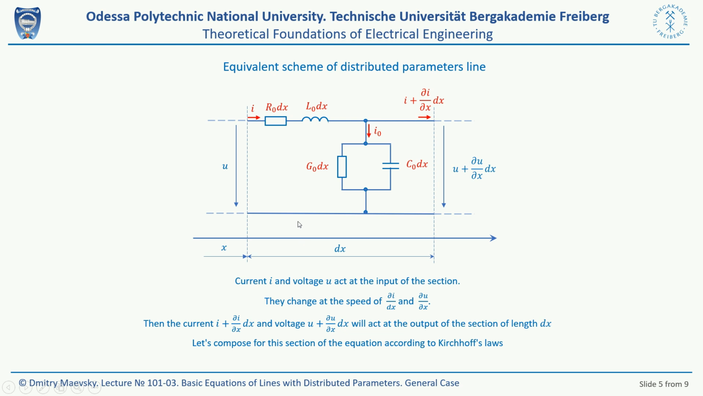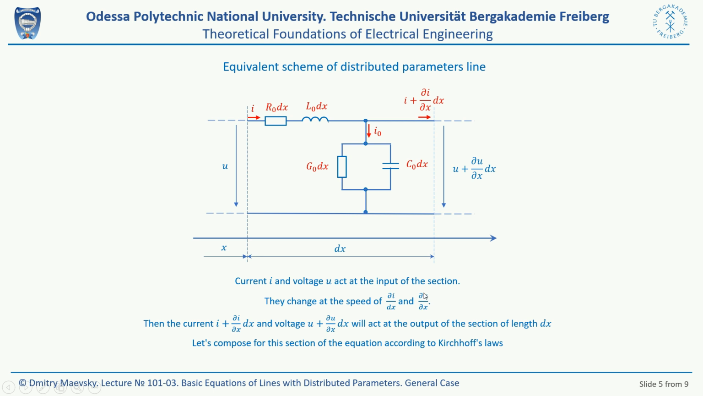Let current I and voltage U act at the beginning of the section. This current and this voltage change along the length of the line at a rate defined as di by dx and du by dx.